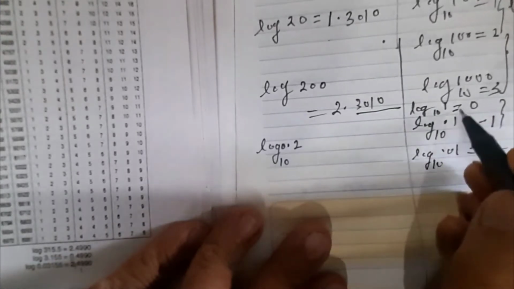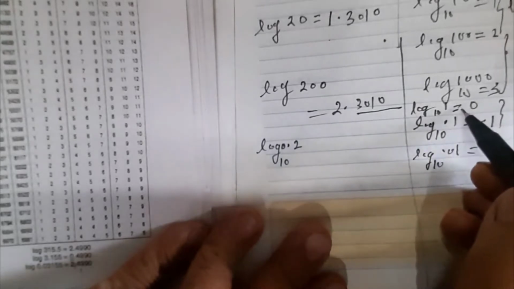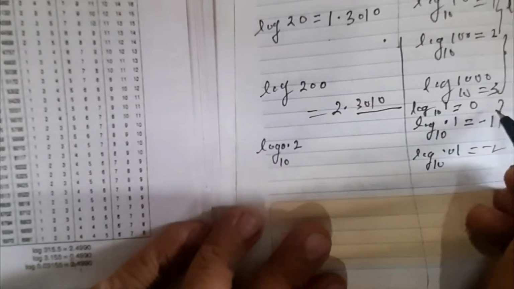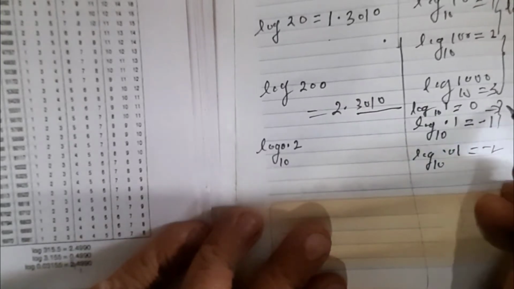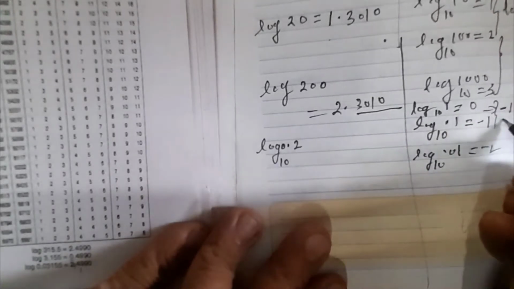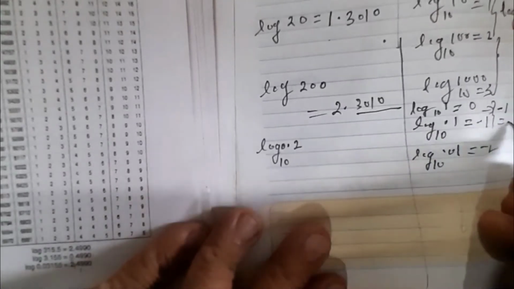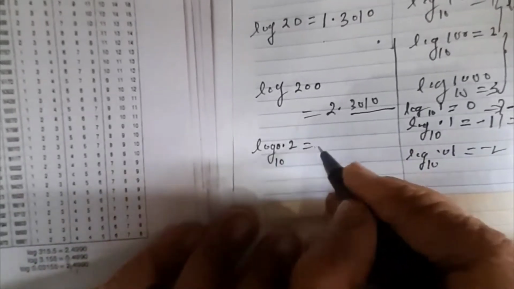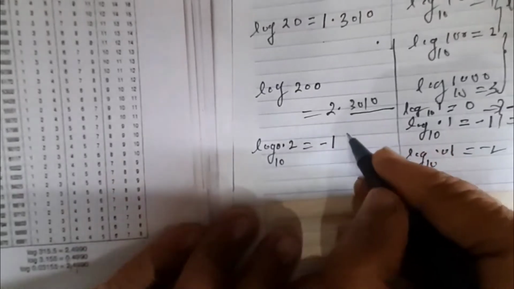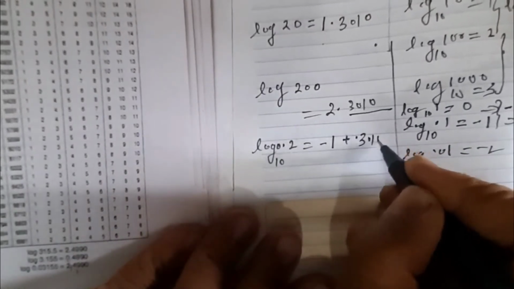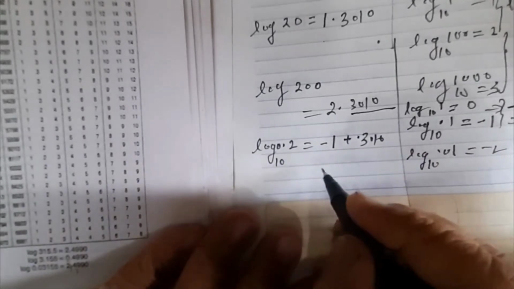So the value lies between log 1/10 and log 1, and this value's characteristic is minus 1. Minus 1 we write in the form of 1 bar. Here the characteristic is minus 1, and the mantissa is the same, .3010. We know the mantissa never changes.